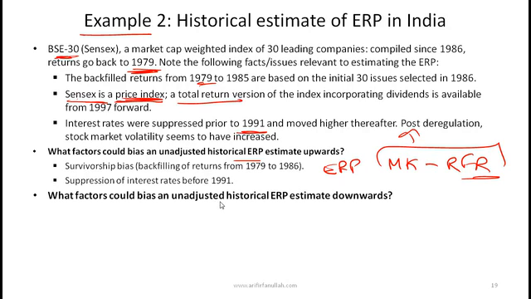What factors would bias an unadjusted ERP downwards? Any ideas? Yeah, very good. Failure to incorporate the dividends would bias it downwards. So we would address that problem by using the total return version, which only came into effect after 1997.